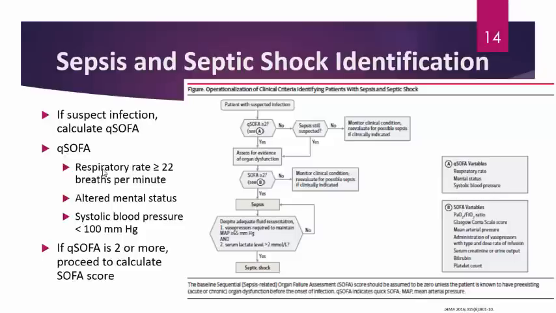So if you have any 2 out of these 3: a respiratory rate greater than or equal to 22 breaths per minute, altered mental status, or a systolic blood pressure less than 100, if you have 2 out of those 3, you move on to the next step, which is to assess for evidence of organ dysfunction using what is called a SOFA score.